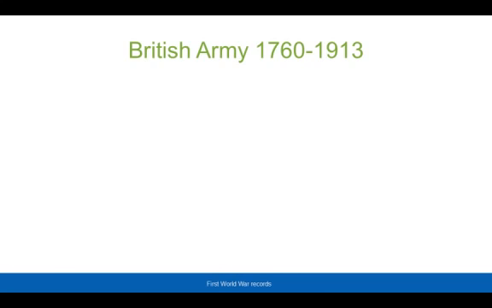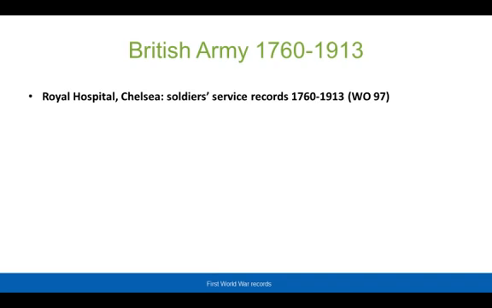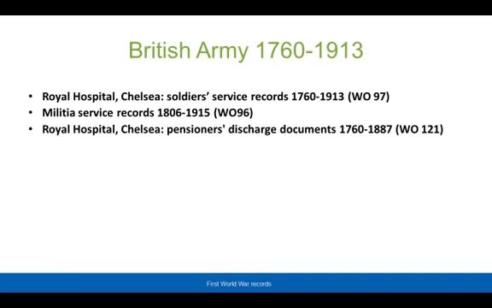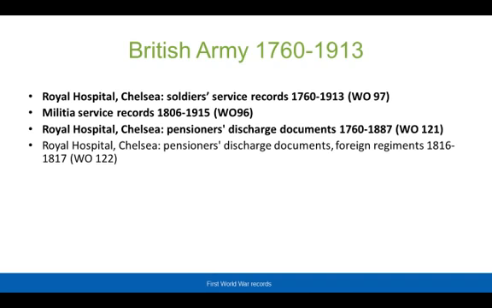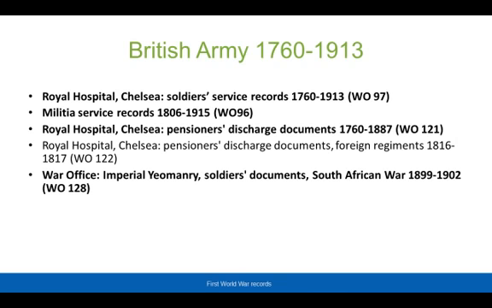British Army 1760 to 1913, so these are the records that are pre-First World War. Royal Hospital Chelsea, Soldiers Service Records 1760 to 1913, and Militia Service Records 1806 to 1915. There are going to be First World War men within both those two series. Royal Hospital Chelsea Pensioners Discharge Documents, again there will be people there. There won't be in this because it's too early.